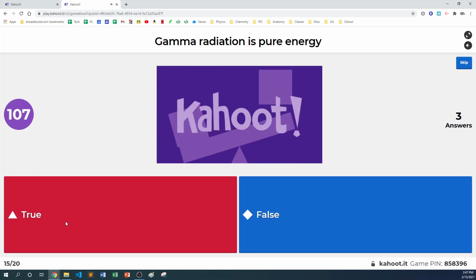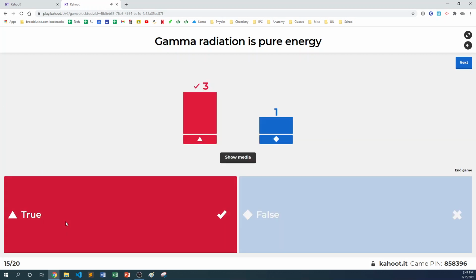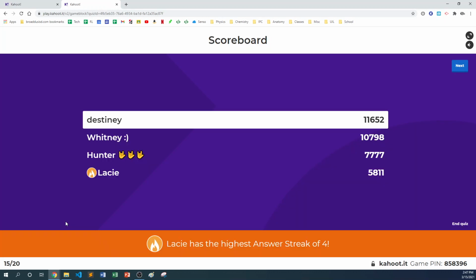Wait. Look. Light is just nothing but energy. It has no mass. I thought of it and I clicked on false, and I was like, wait, the sun. What happened?